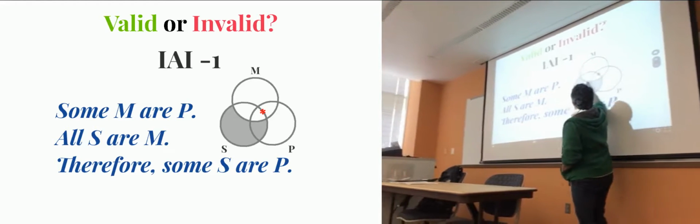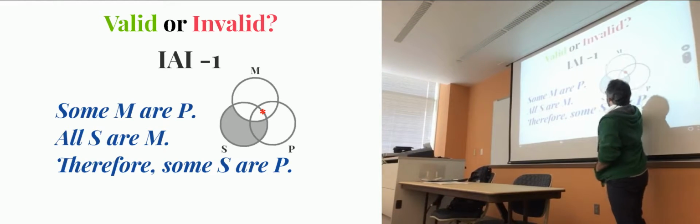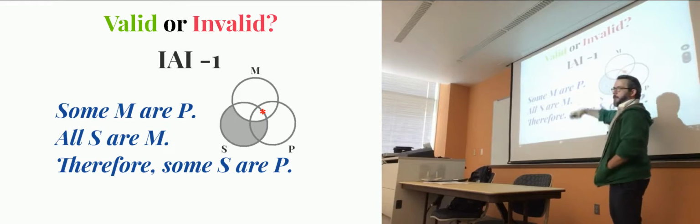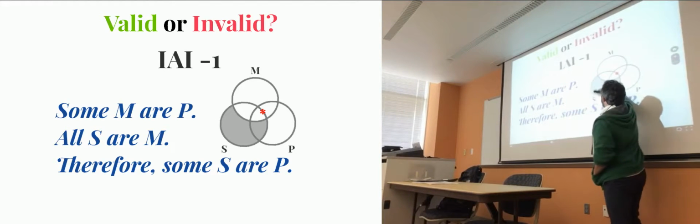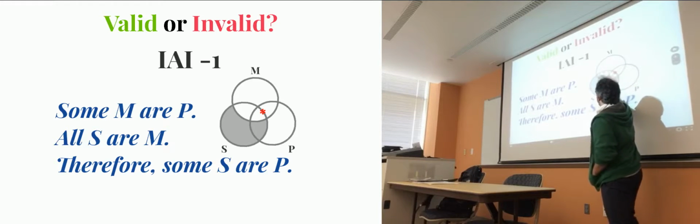All S are M, here's my S circle, here's my M circle. If all S's are M's, I'm shading all of the non-M S's away. I'm saying they don't exist. So I shade this region. What do we call that? 1, 2, 3, 4, 5, and 6. Regions 5 and 6 get shaded.